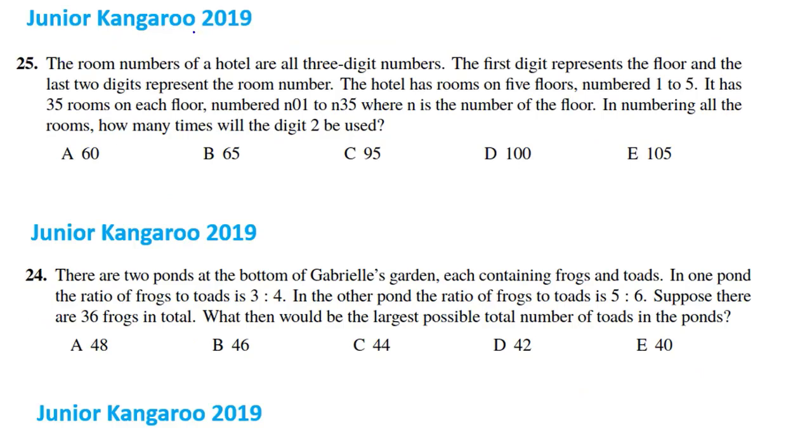Okay, problem 25 of Junior Kangaroo 2019, related to casework. It says the room numbers of a hotel are all 3-digit numbers. The first digit represents the floor, and the last 2 digits represent the room number. Here the hotel has rooms on 5 floors numbered 1 to 5. It has 35 rooms on each floor, numbered N01 to N35, where N is the number of the floor. In numbering all the rooms, how many times will the digit 2 be used?